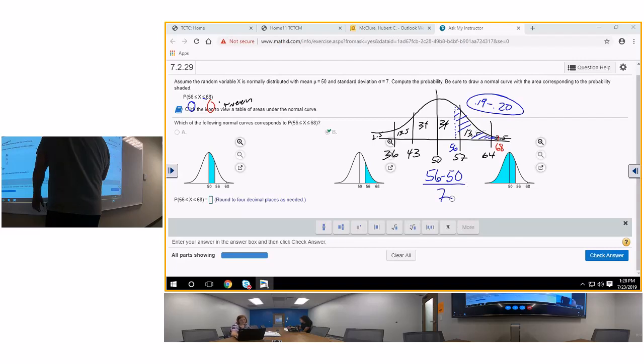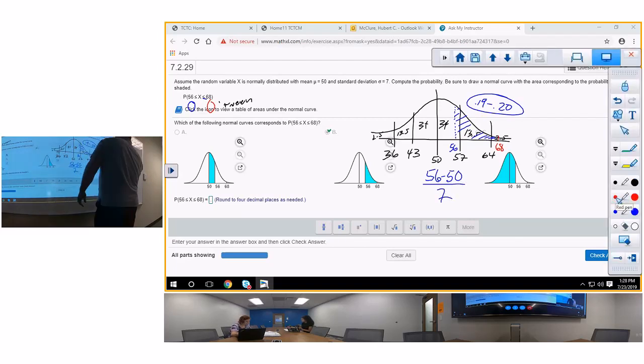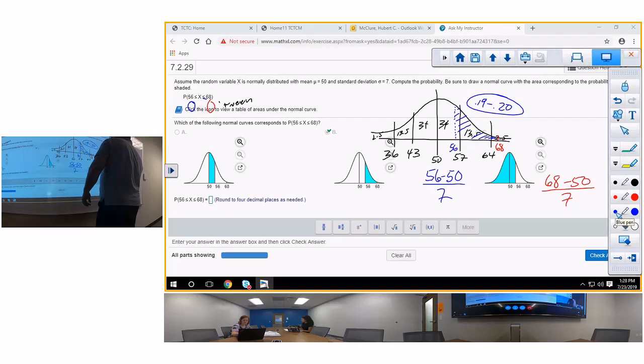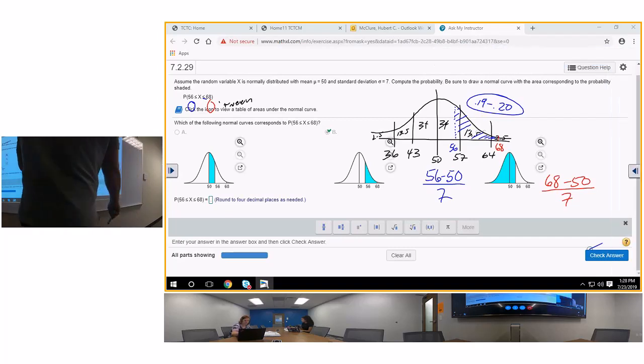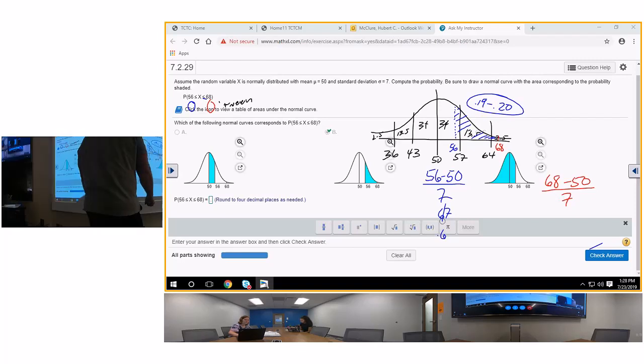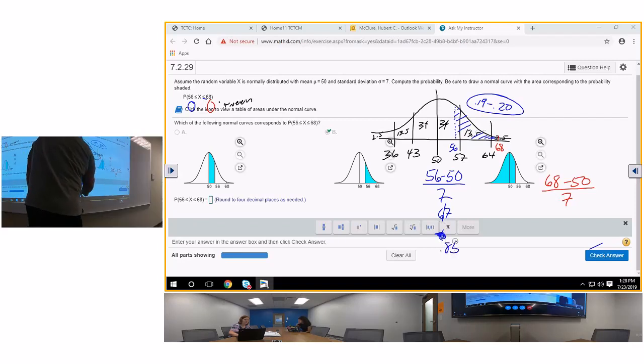Over 7, and then 68 minus 50 over 7, and 56 minus 50 is what, 6? 6 over 7 is 0.67, isn't it? Is it 0.67? I can't remember. What is it? No, it's not 0.67. Point what? Oh my God, y'all can't punch 6 divided by 7? Come on. 0.85. 0.85, thank you.